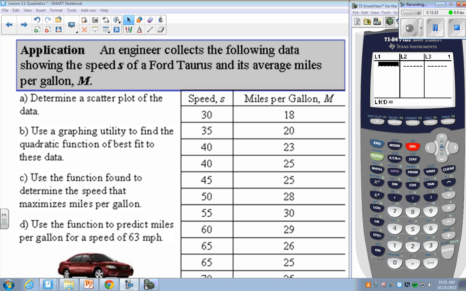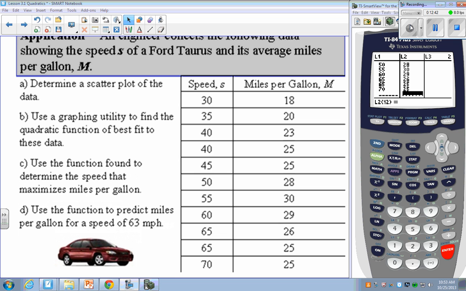And so first off, when we're trying to determine a scatter plot of the data, what we want to do is go enter in our data. So to do that, we go to Stat, click Enter on Edit. Let's go ahead and put everything in. And I'll go ahead and pause the video, and you guys can do this as well. All right, so got all my points into the Stat Edit.